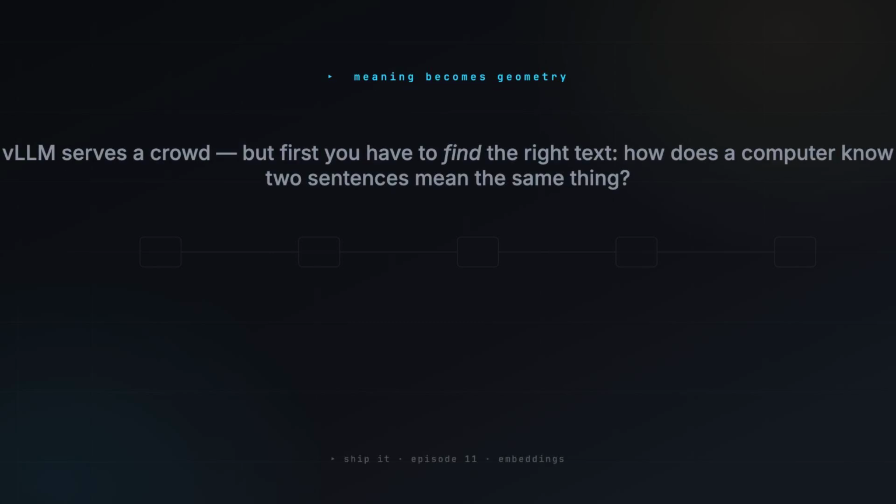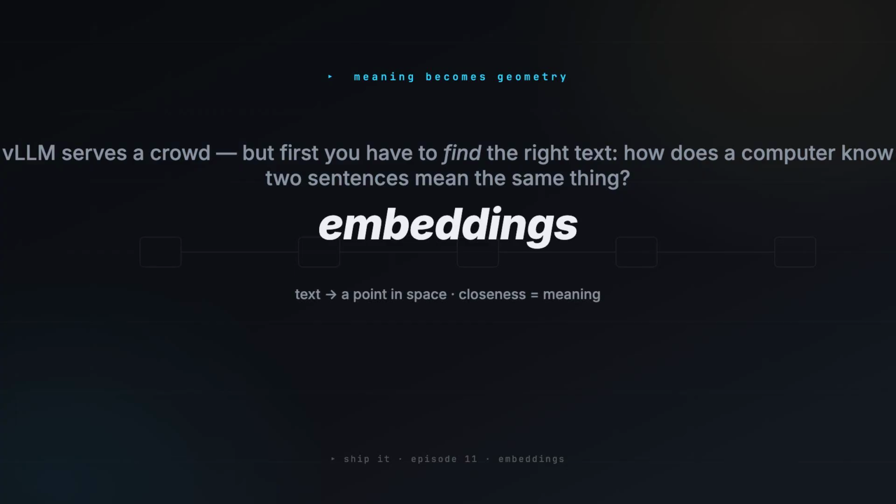Last episode, vLLM made one model serve a crowd without buckling, but serving the model is only half a retrieval system. First, you have to find the right text to feed it. So, here's the question that powers every search box and every RAG pipeline. How does a computer know that two sentences mean the same thing when they don't share a single word?